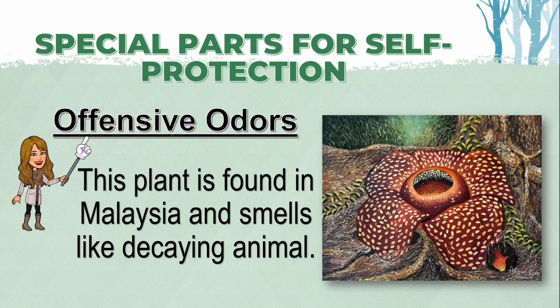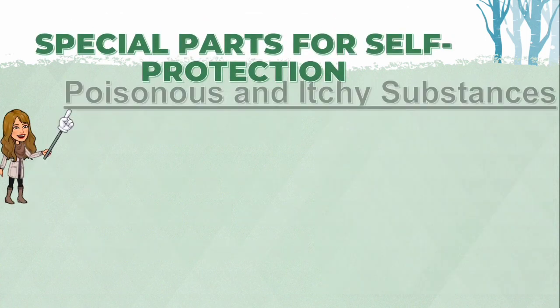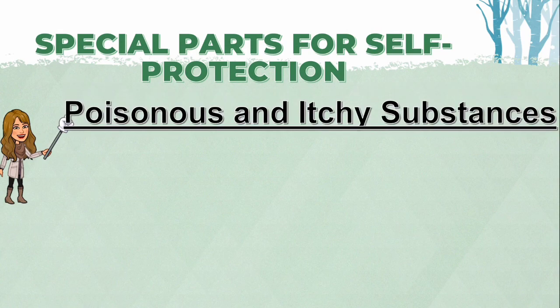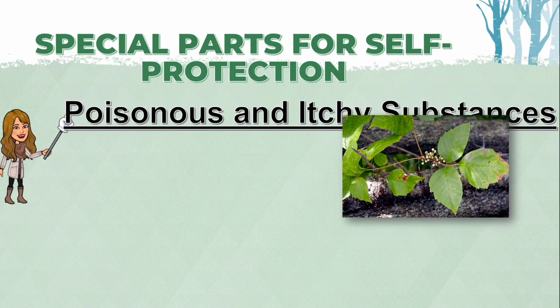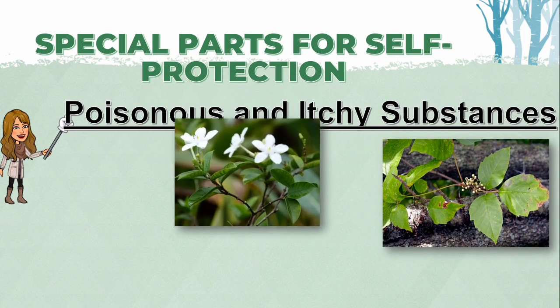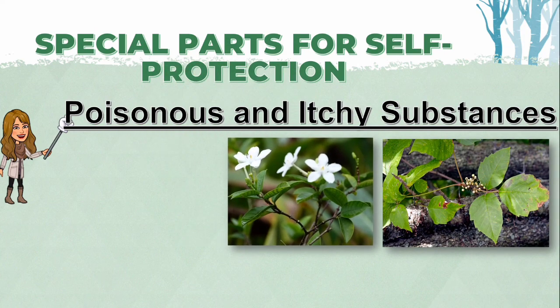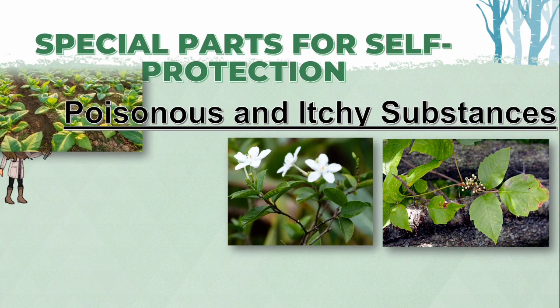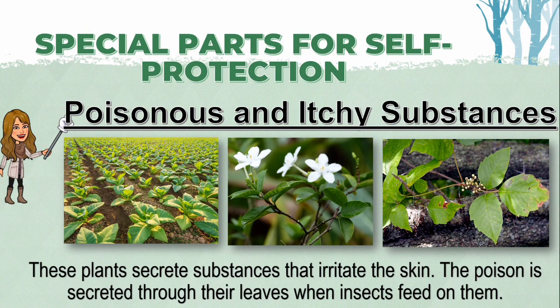Okay, next. The fourth one is the poisonous and itchy substance. So, this is the example. We have the pandakaki, lipay, poison ivy, tobacco plant. Okay? This plant secretes substance that irritates the skin. The poison is secreted through their leaves when insects feed on them. Okay? That is the poisonous and itchy substance. So, it can irritate the skin of the person who will touch this kind of plant.